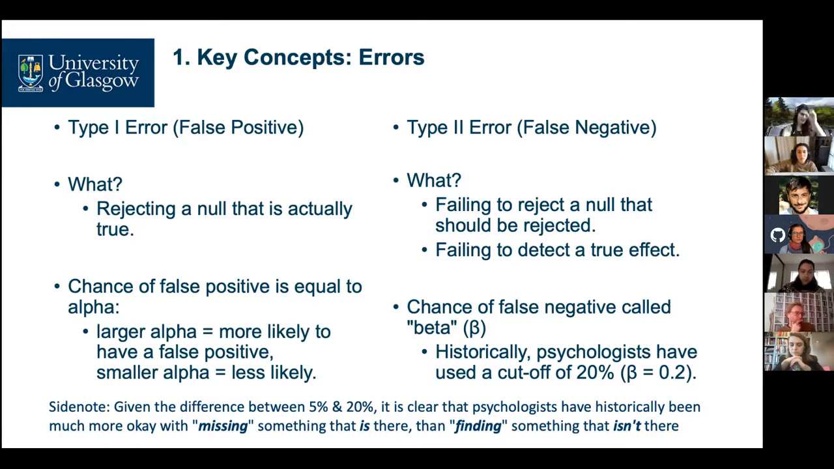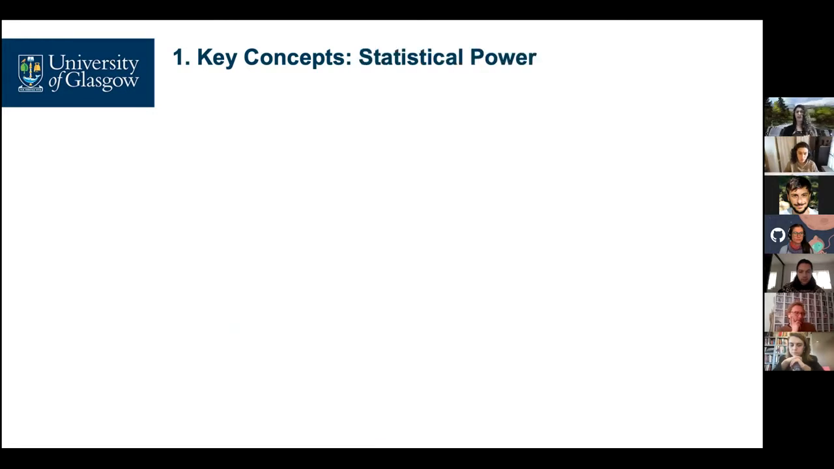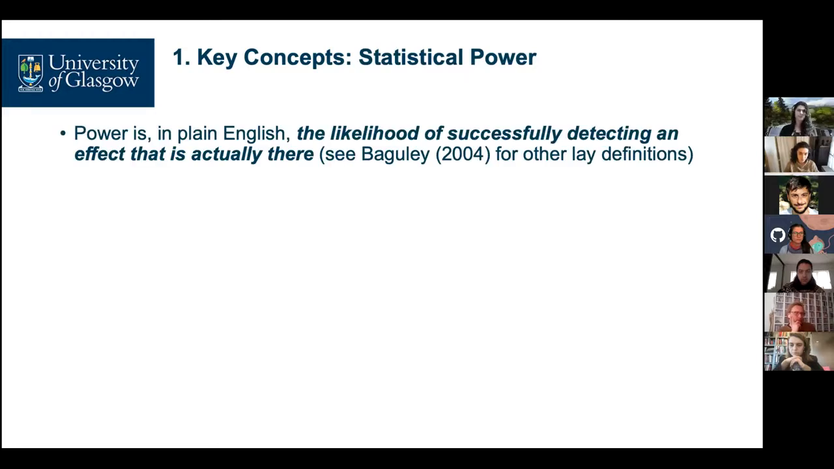And as a side note, given the difference between that 5% of alpha and 20% of beta, it's clear that psychologists, at least, have historically been more okay with missing something that is there than finding something that isn't there. But that isn't necessarily the case that it has to be that way. And James will go into that.